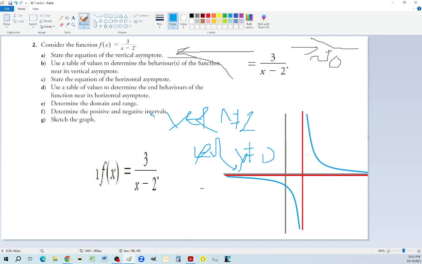Determine positive and negative intervals. Yeah, so to the right of the asymptote is positive. To the left of the asymptote is negative. And sketch the graph. There we go. You can even find a couple numbers in there. For instance, you could throw in 3.